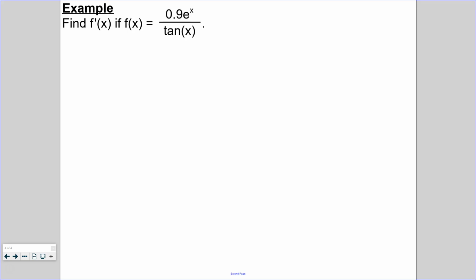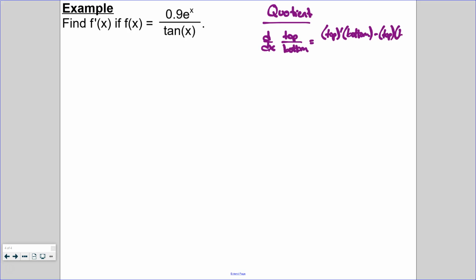Now, quotient rule. We want to find the derivative of 0.9 e to the x all over tangent of x. Quotient rule. Ah, dang. Let's do it. So let's remember the quotient rule. If we want to take the derivative of the top over the bottom, quotient rule says we take the derivative of the top, multiply it by the bottom. Then we subtract the top times the derivative of the bottom, all over the bottom squared.